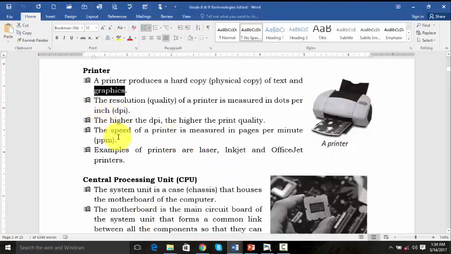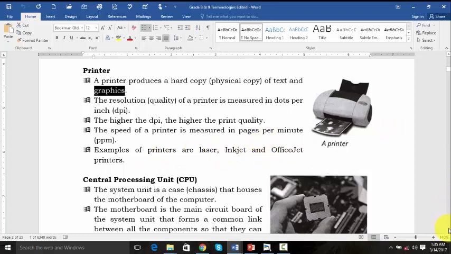The resolution or quality of a printer is measured in dots per inch, that is DPI. The higher the DPI, the higher the print quality. The speed of a printer is measured in pages per minute. This time, take a look at some printers. When they are printing, look at your stopwatch or your watch and check how it is moving. We have examples of printers such as LaserJets, InkJets, and OfficeJet printers.